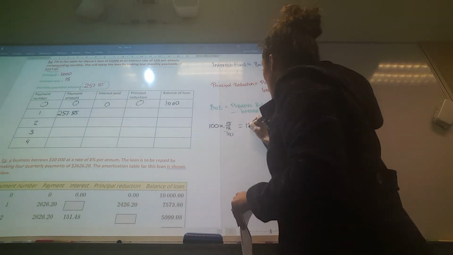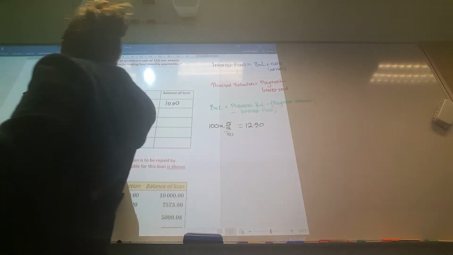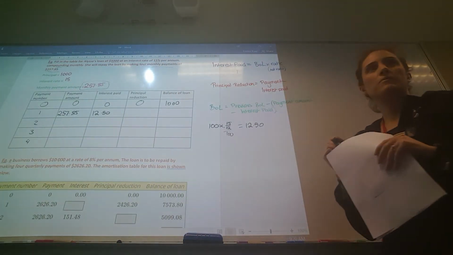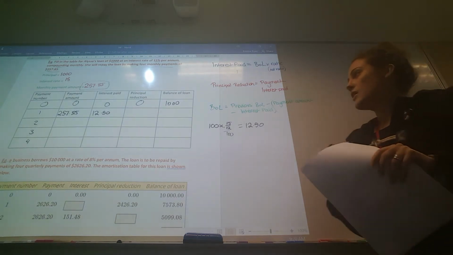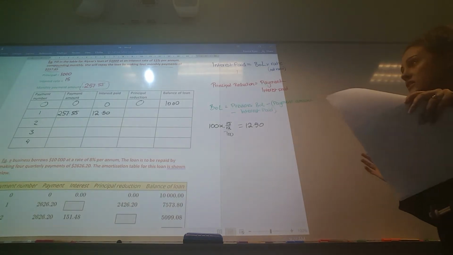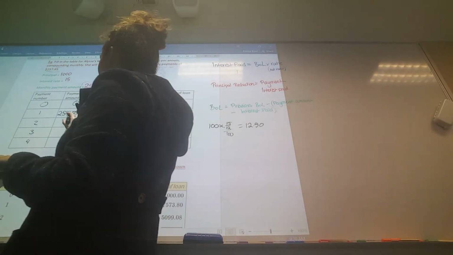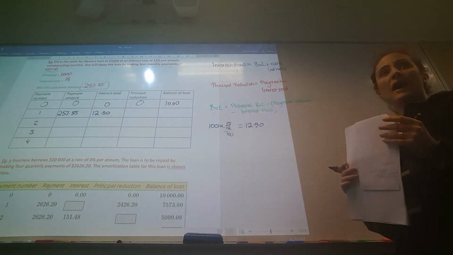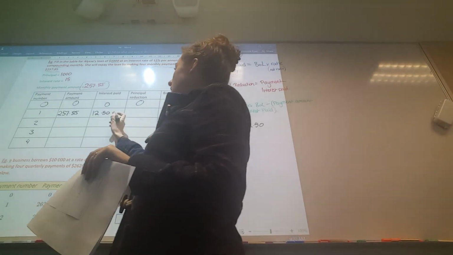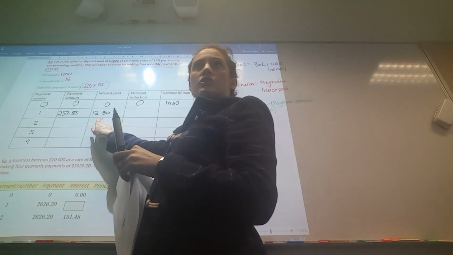Okay, so she's got $12.50. That is how much interest she is paying this month. So she goes, okay, so my loan's $1,000 and I've been charged $12.50 interest. This month I'm paying $257.85 off my loan. The first thing she has to pay is this $12.50. So $12.50 from this amount goes to pay off the interest.